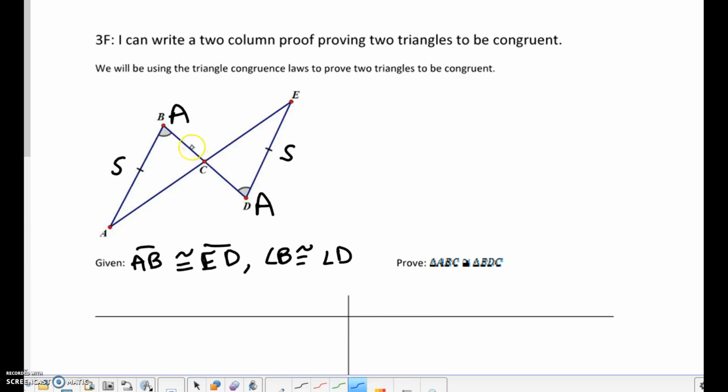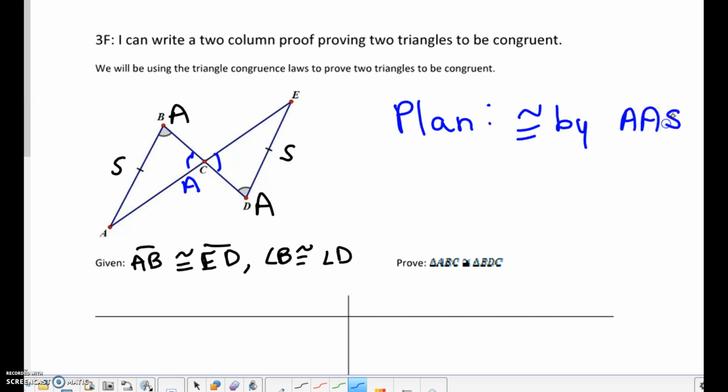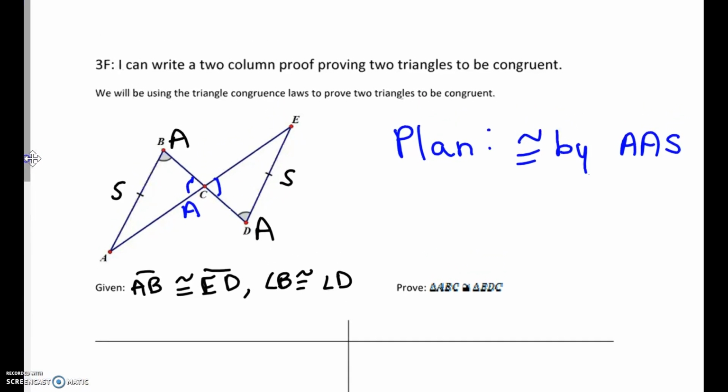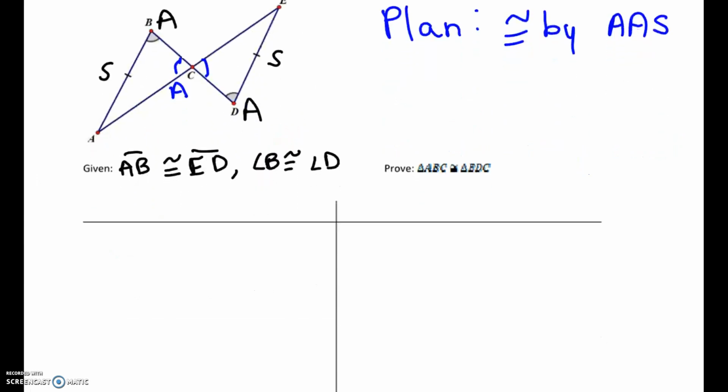When I'm looking at this, I see I have a vertical angle here, right? And so that would add another angle to my diagram, which would mean that my plan is to prove the triangles congruent by AAS. So that's where we're going. That's the plan. So now let's actually do the proof. Let's put that there. All right, let's actually do the proof.